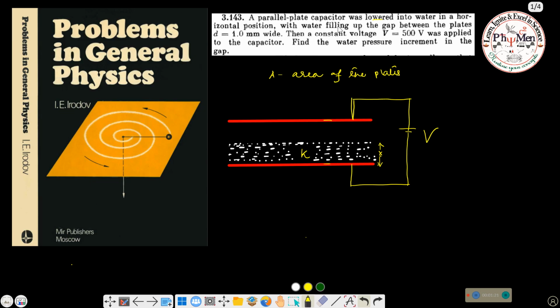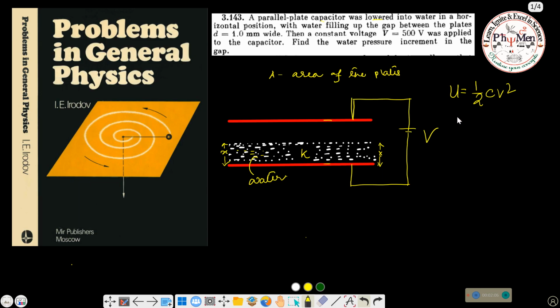as given in the question, the capacitor is lowered into water in a horizontal position like this. This is water. Let the thickness of the space between the capacitor plates that is filled up with the water be x. Then at constant potential, our potential energy, we know, is half CV square, where C is the capacitance of the capacitor.